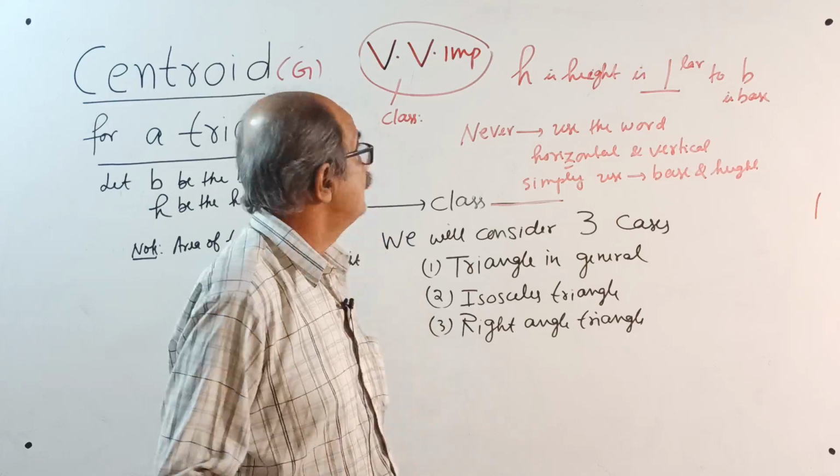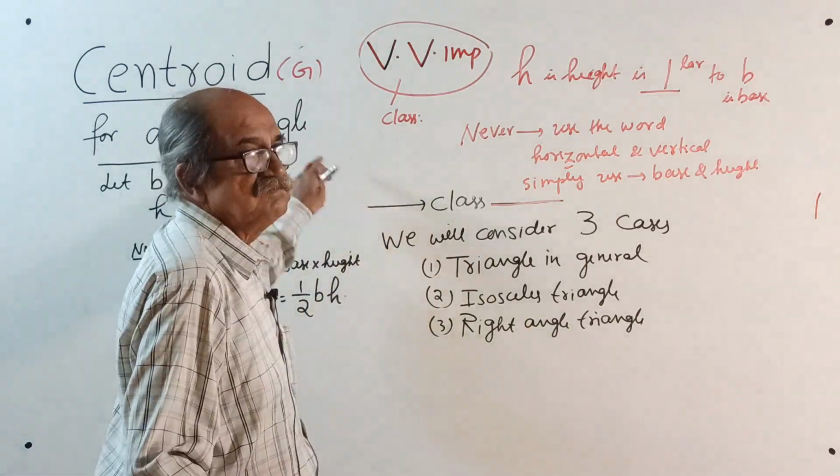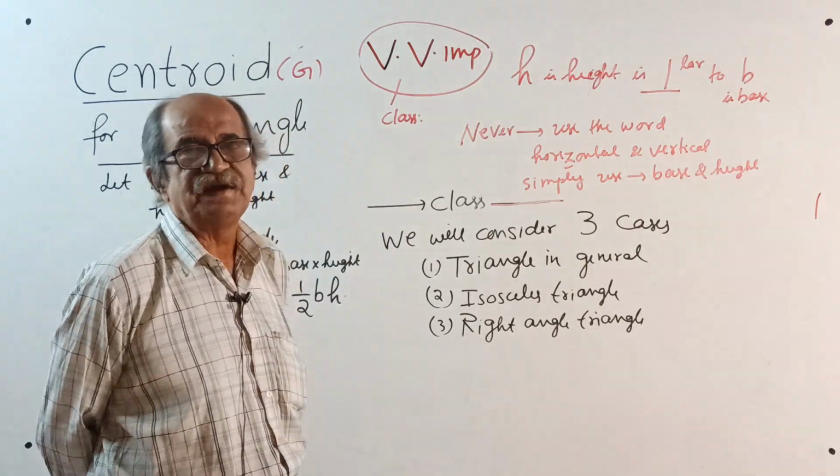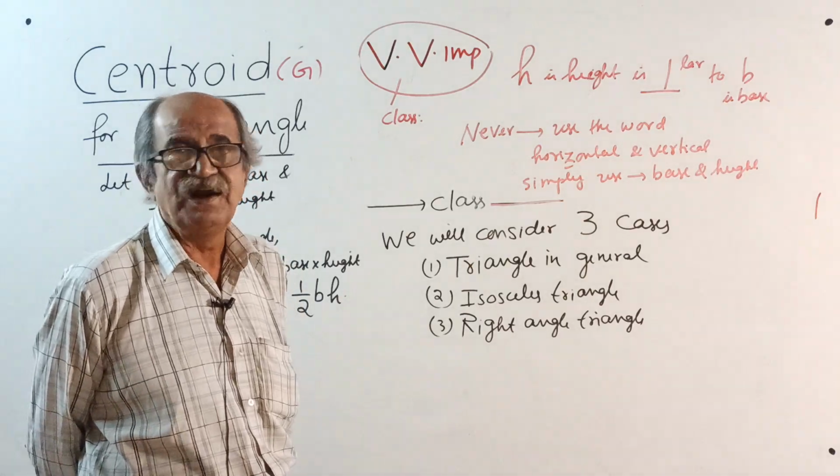Today we will discuss the centroid, that is G, for a triangle. I won't explain what a triangle is because this is not a geometry class. This is a structural class. Okay.